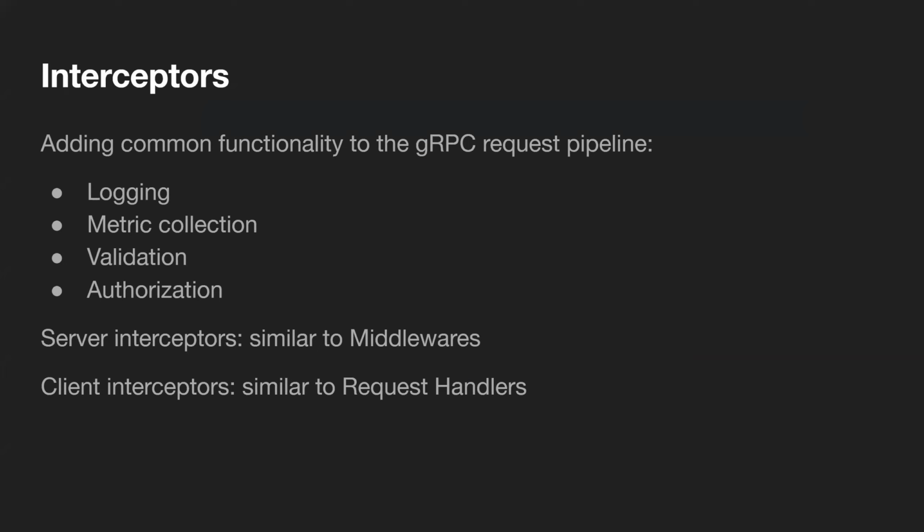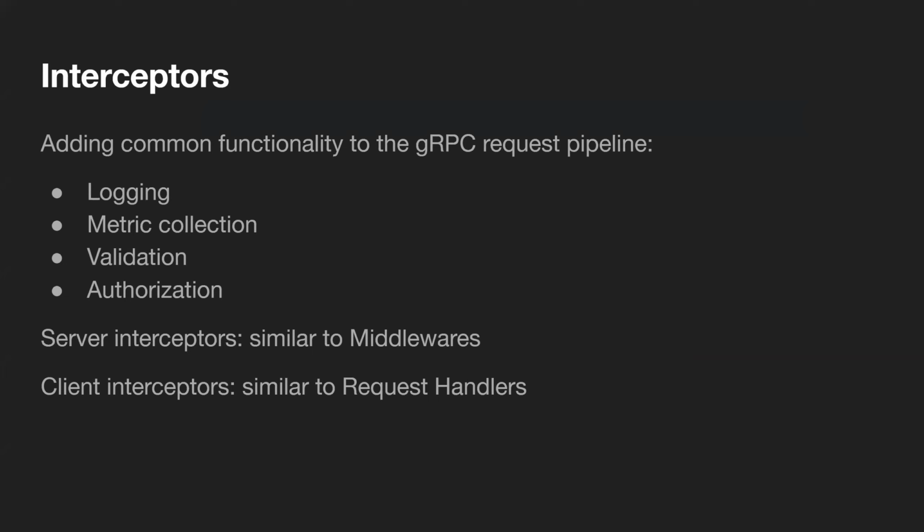So things like logging, metric collection, model validation, authorization, things that you want to implement just once and then share between your services or share in the whole organization and reuse everywhere. You can use interceptors to implement these.